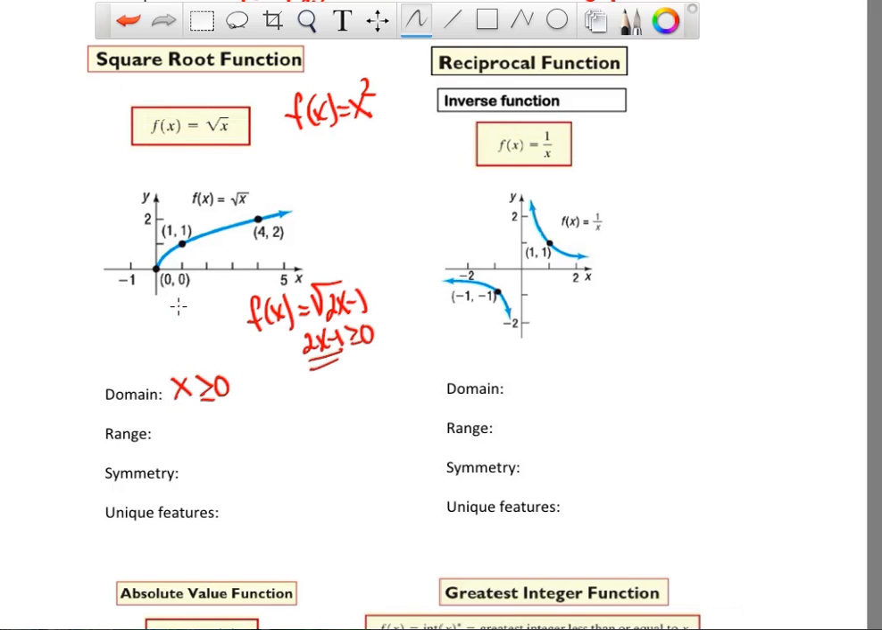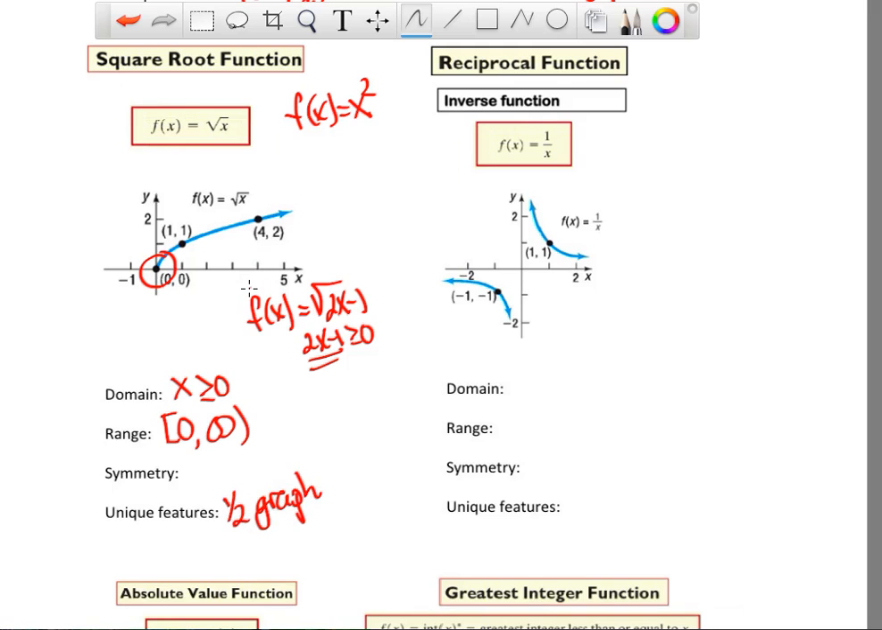The range, so I call this a starting point. This one starts at 0 and goes up. And in terms of the starting point, it actually is important to both the domain and the range. But this one goes from 0 to infinity. It does not have symmetry, because it doesn't reflect across the y-axis or through the origin. And the unique features, for me, I call this half a graph, and that again has a little bit to do with the fact that it's supposed to be inverse to x squared.